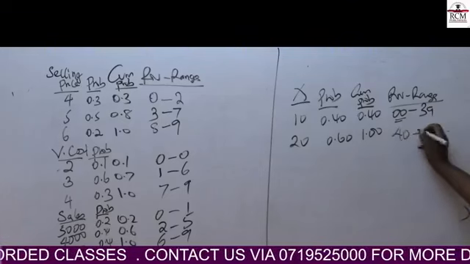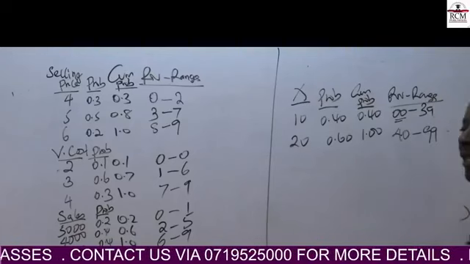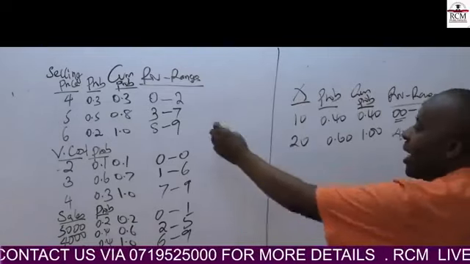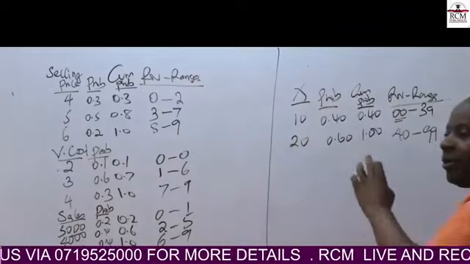From there, we have 40 all the way to 100 minus 1, which gives me 90 what here? 99. Right? So you should be able to know how to differentiate. Like here, I'm only making use of 1 digit because of what here? 1 decimal place. Because of 1 decimal place.